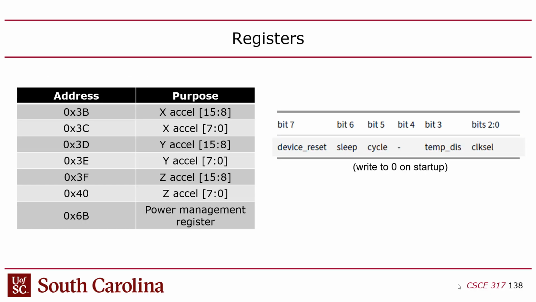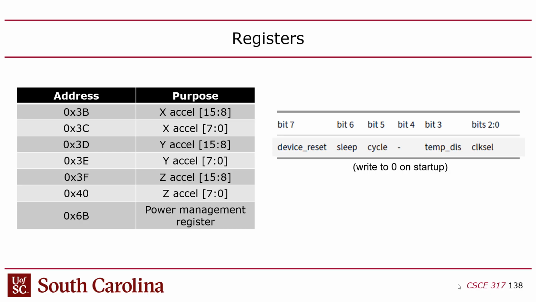Let's see, here are the registers that we're going to use. So actually 6B is the power management register. I did use the right register for the write example, but for the read example, I was reading back the power management register. You won't necessarily have to do that in this lab because you're going to be reading the acceleration data, and those are different registers. So the power management register is 6B.